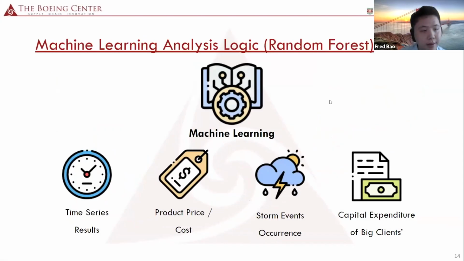So let's take a step deeper into our machine learning analysis logic. Here we're using the random forest regression method. And just like Sean and Tari have described, the machine learning model not only is able to consider time-sensitive factors, but it will also be able to consider other external factors like product price, cost, storm event occurrences, and capital expenditures of some of PPC's big clients.